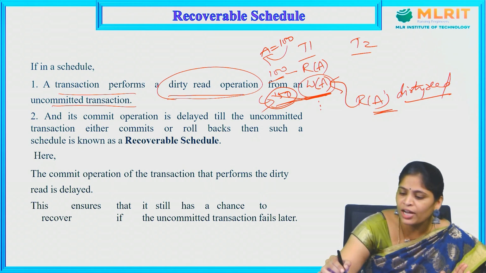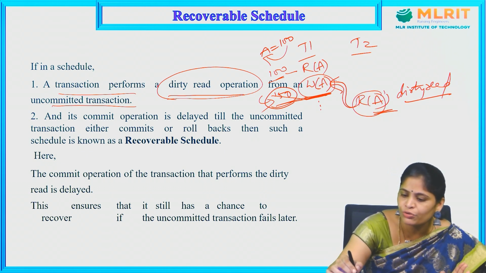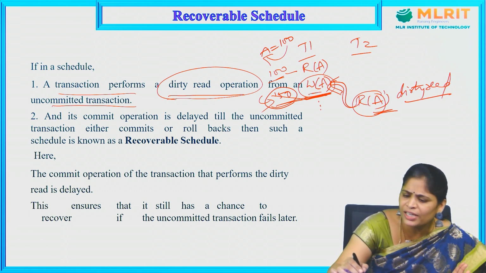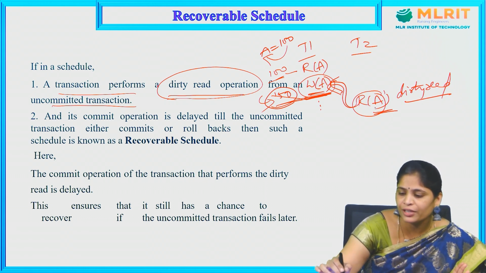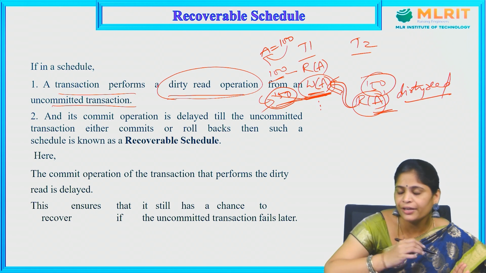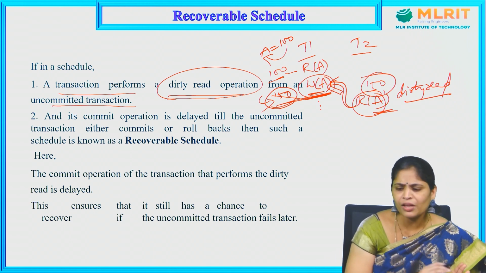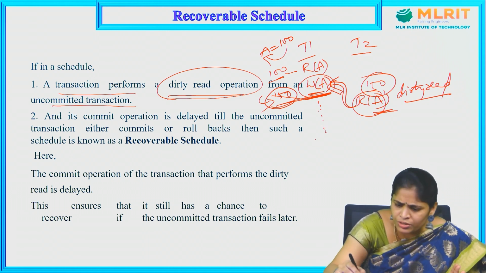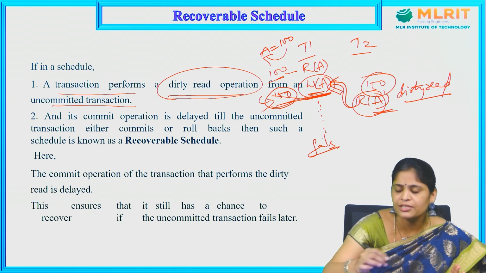Meanwhile, transaction T2 wants to read this data. That means the recently updated value, 150, will be read here. Why? Because the recently updated value is 150. And later on, because of some issues, the transaction fails.